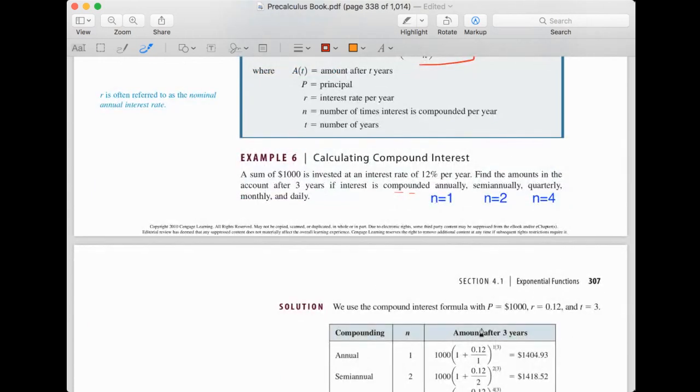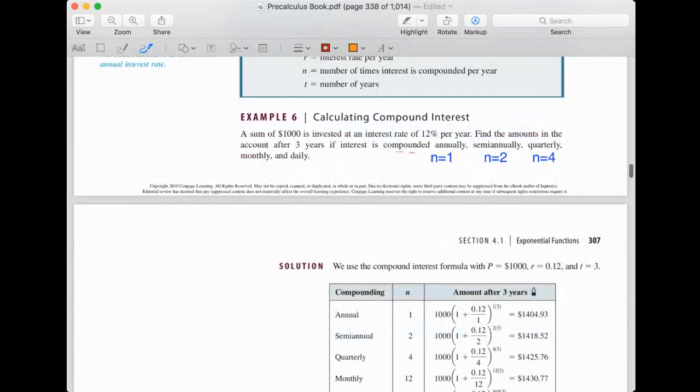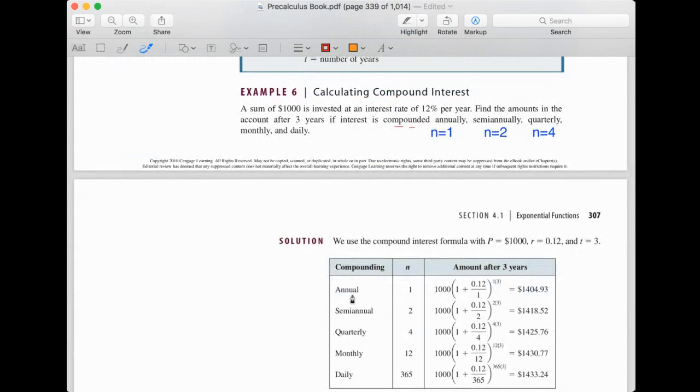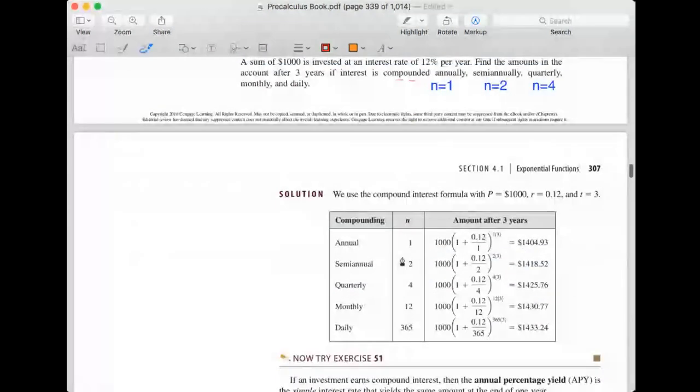Okay, let's calculate this. P equals 1,000, r equals 12%, which we can write as 0.12. After 3 years, that means t equals 3. Let's calculate it annually, so n equals 1. We plug into the formula: 1,000 times 1 plus 0.12 divided by 1, in parentheses, raised to 1 times t, which is 3. We have to use a calculator. We punch the inside first.